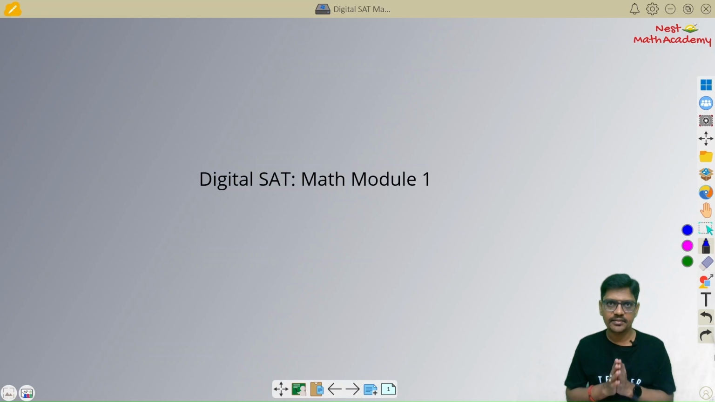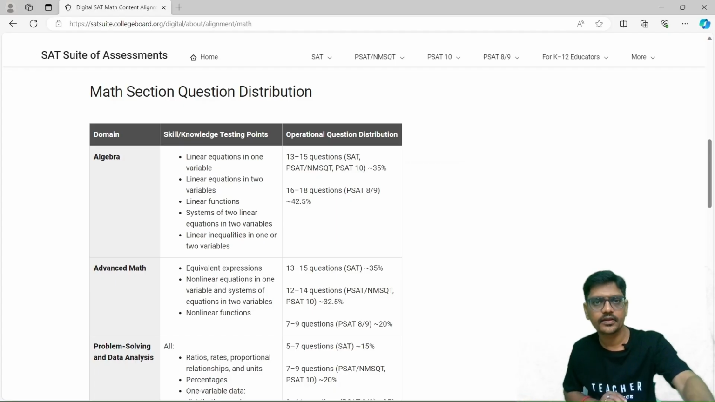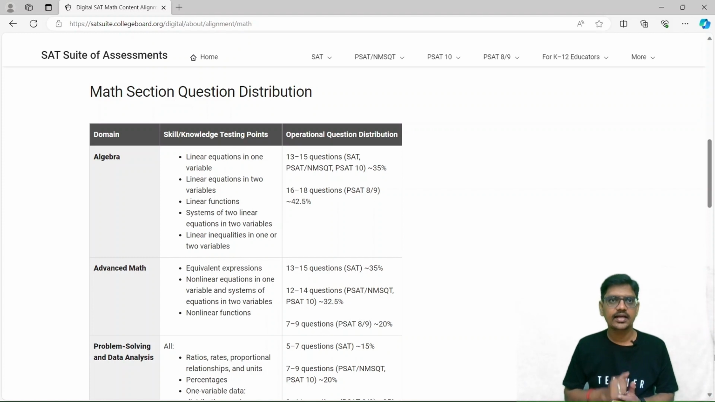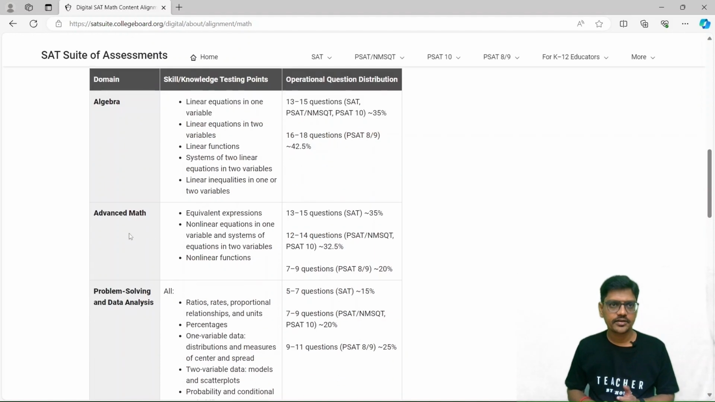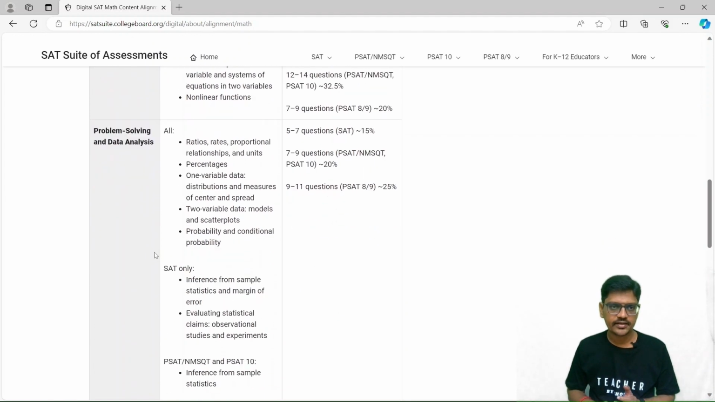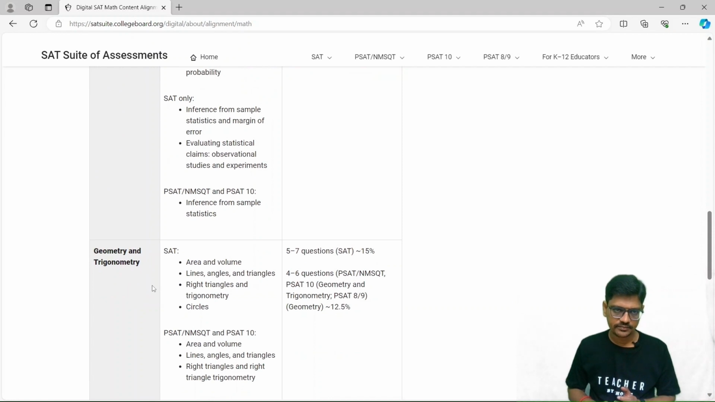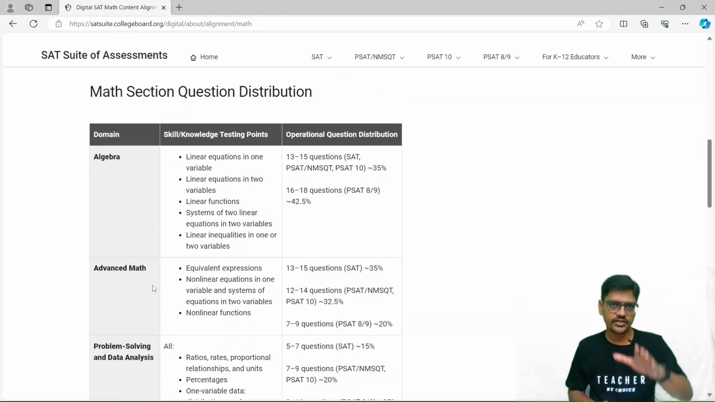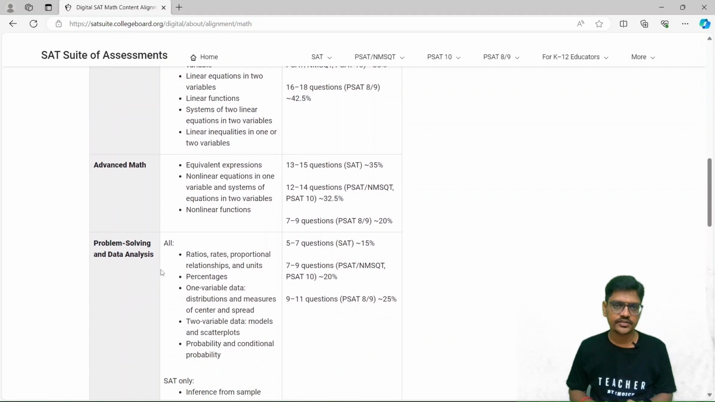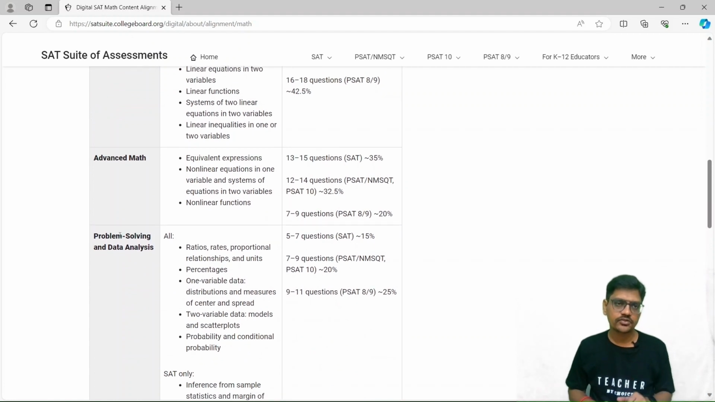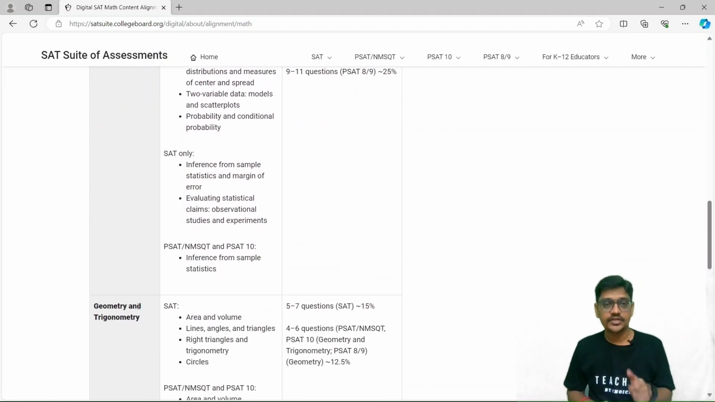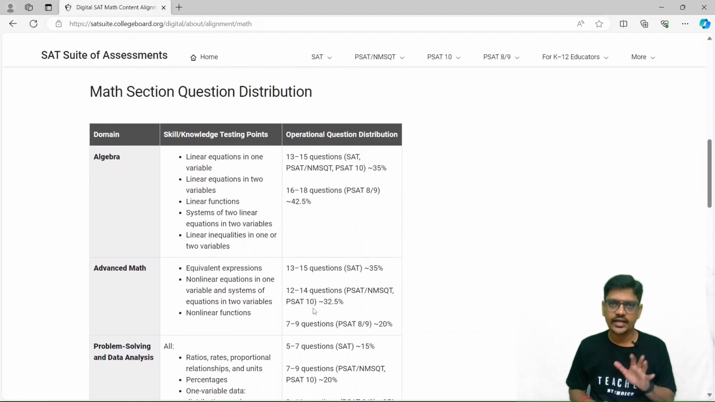First, let's take a look at the math curriculum. This is from the official College Board website. We can see algebra, advanced math, problem solving and data analysis, geometry and trigonometry. These are the four major sections, and there are subtopics within each. You can see 13 to 15 questions from algebra, 13 to 15 from advanced math, 5 to 7 from problem solving and data analysis, and 5 to 7 questions from geometry and trigonometry. This is the broad understanding of the math content required for the SAT section.